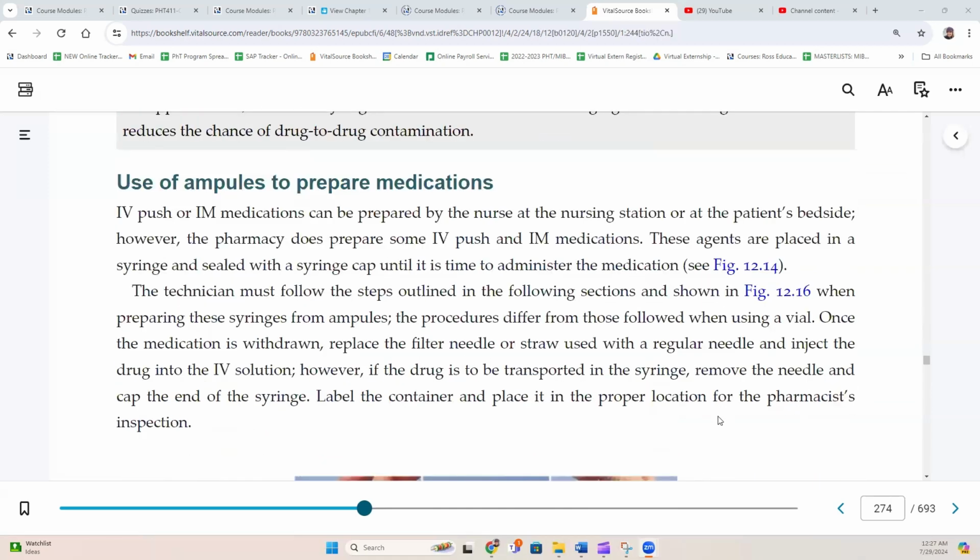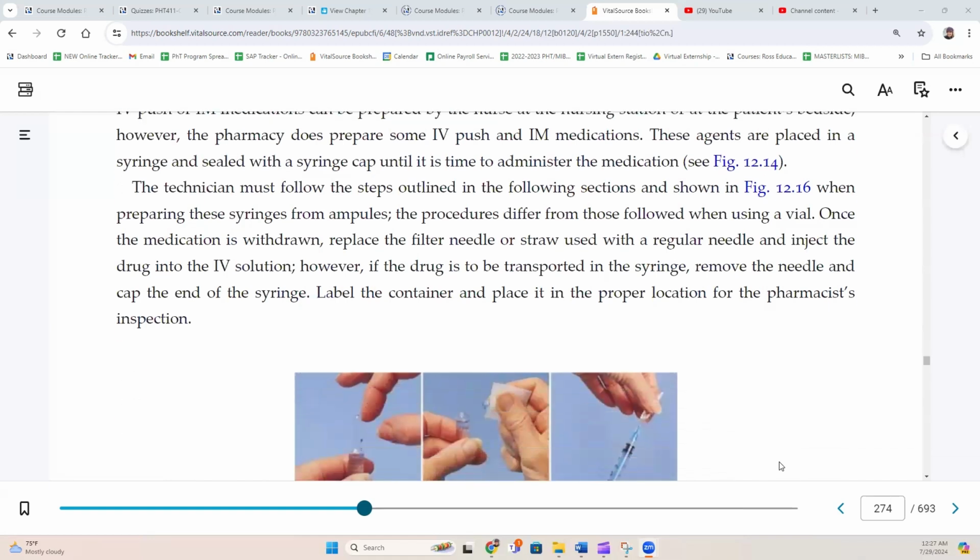IV push or IM medications can be prepared by the nurse at the nursing station or at the patient's bedside. However, the pharmacy does prepare some IV push and IM medications. These agents are placed in a syringe and sealed with a syringe cap until it is time to administer the medication. Technicians must follow the steps outlined in the following sections and shown in figure 12.16 when preparing these syringes from ampules. The procedures differ from those followed when using a vial.